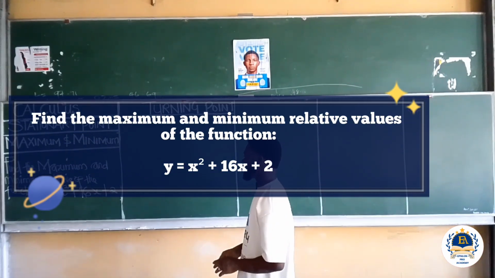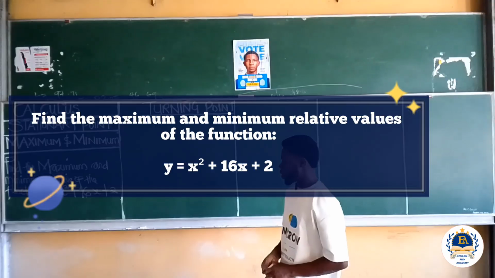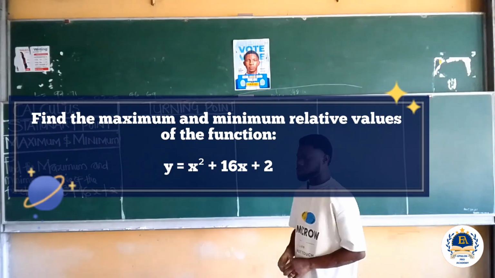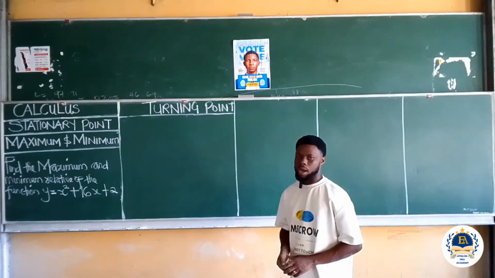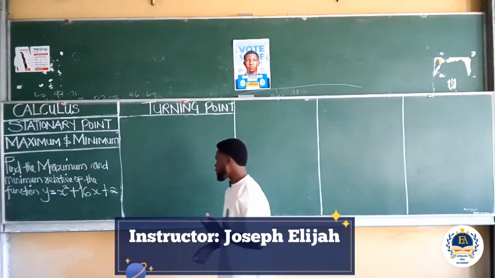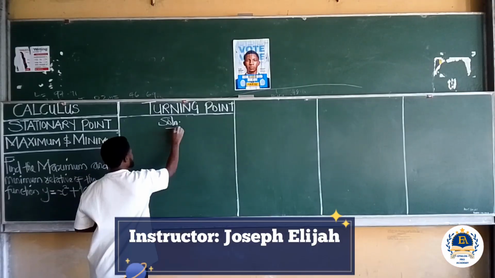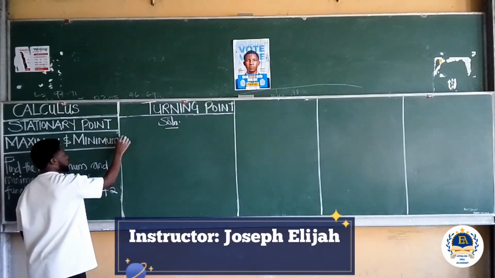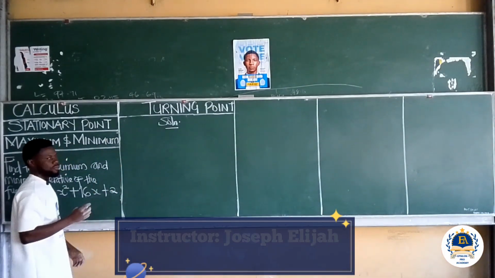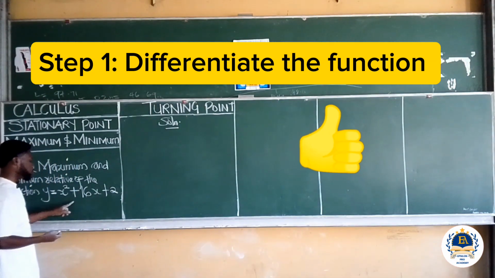Find the maximum and minimum relative of the function y is equal to x squared plus 16x plus 2. We are going to solve this using 5 steps. Now the first is step 1, find dy over dx or differentiate this function.